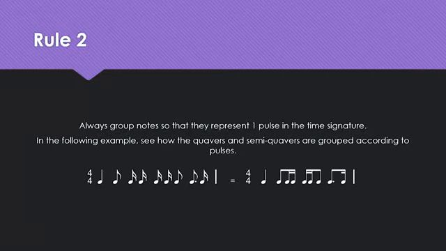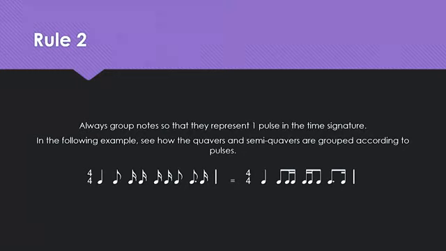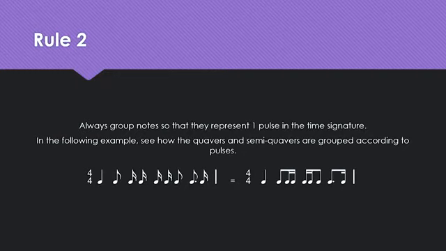Now, we want to make each of the groups equal to one pulse. The pulses in 4/4 time are crotchets, so everything has got to equal 1. The first note is equal to 1, so it stands on its own. The second note is worth half, and the next 2 notes are worth a quarter each. So a half plus a quarter equals 1. So those 3 notes have to be grouped together, as you can see in the example.